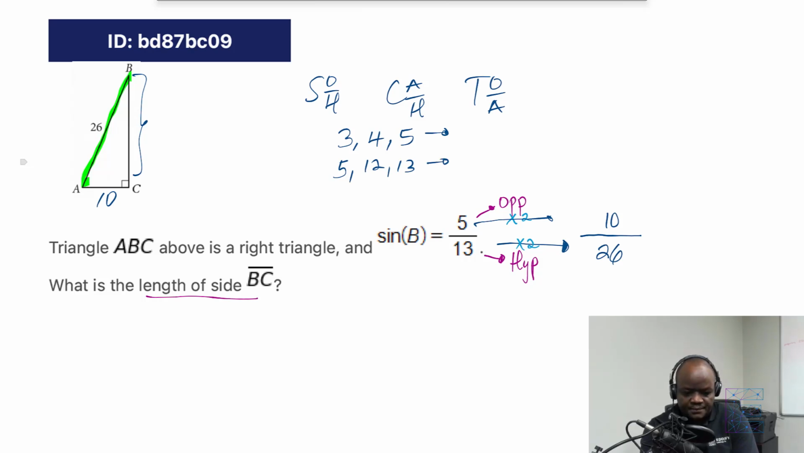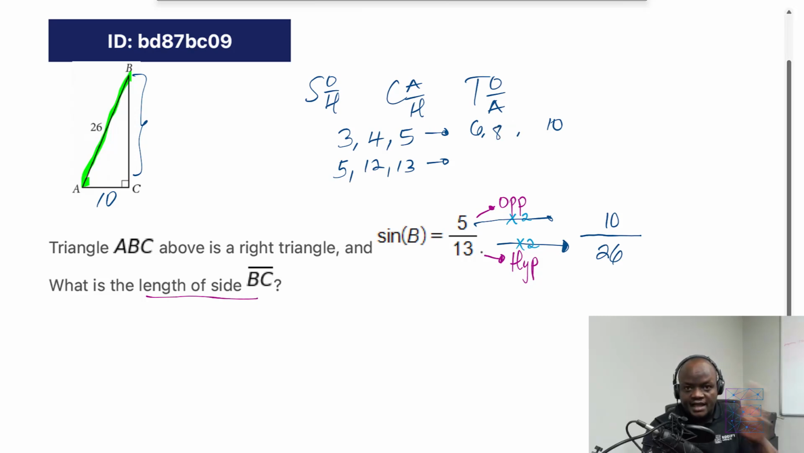So what do I mean by that? If I saw a 6 and I saw a 10, I don't need to do any math. I should recognize this as a 3, 4, 5 triangle and immediately see that the missing part is 8. It's basically the 3, 4, 5 by a factor of 2. Likewise, if I have 5, 12, and 13, I can multiply all the sides by 2. And I would have a 10, and I would have a 26. So again, times factor of 2, this is a 24.